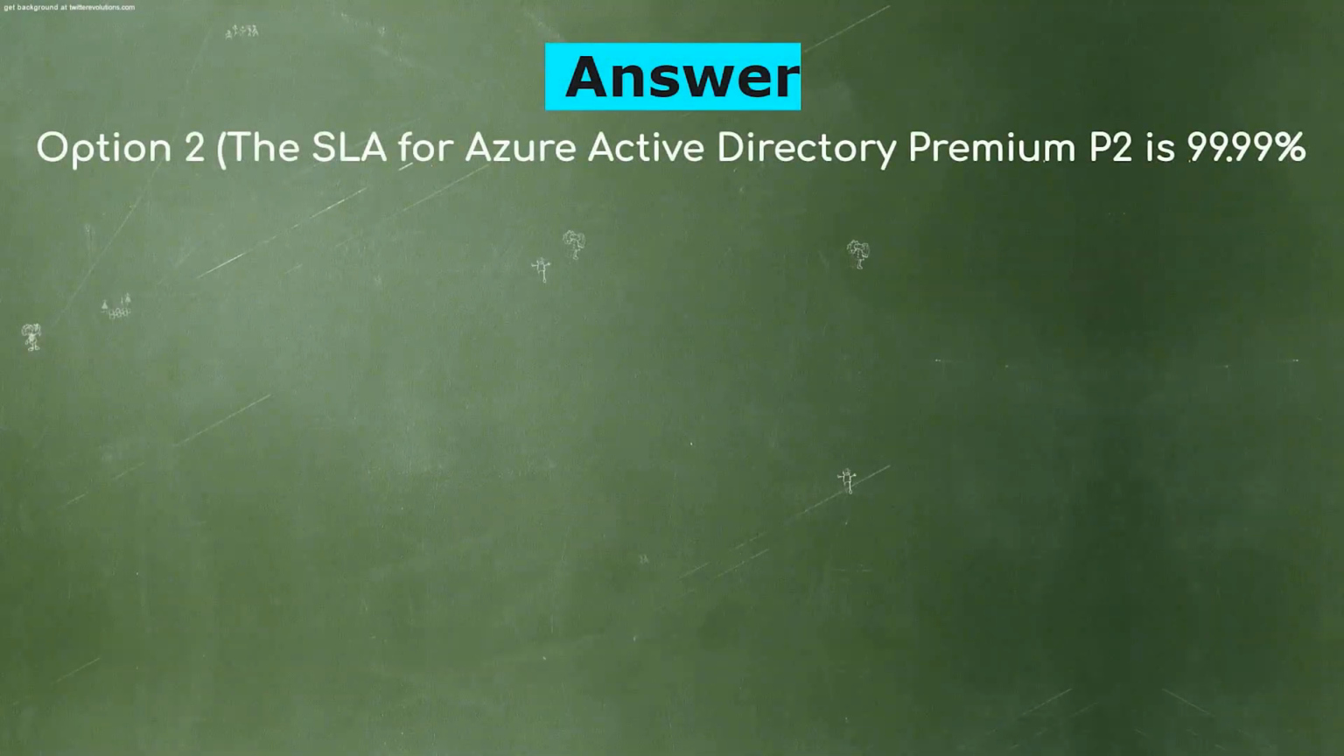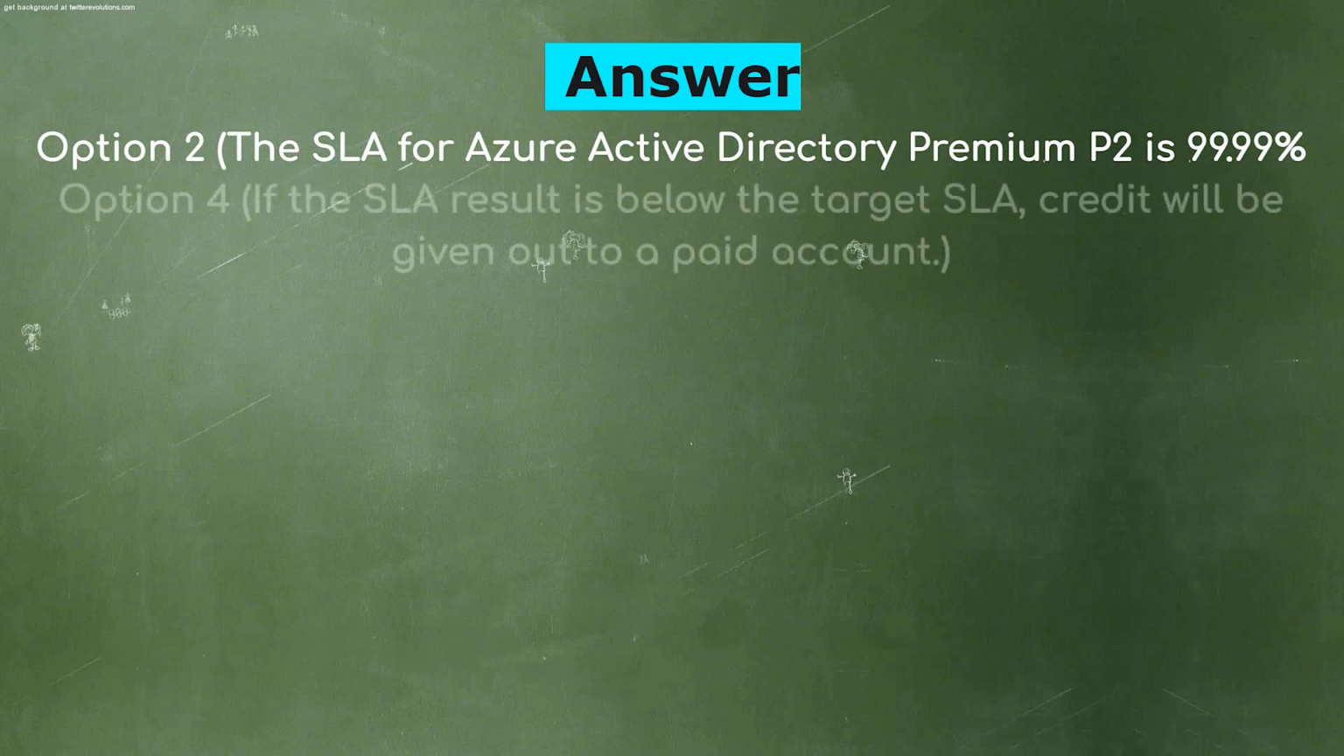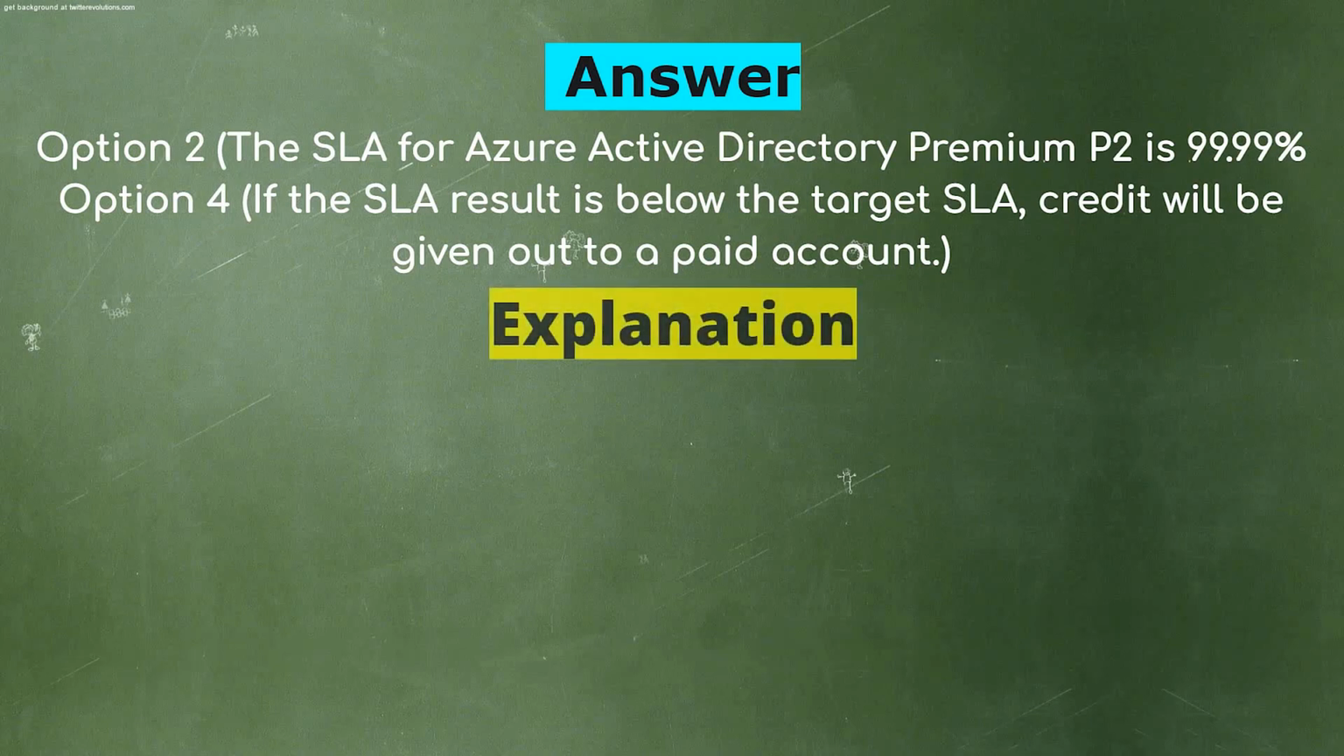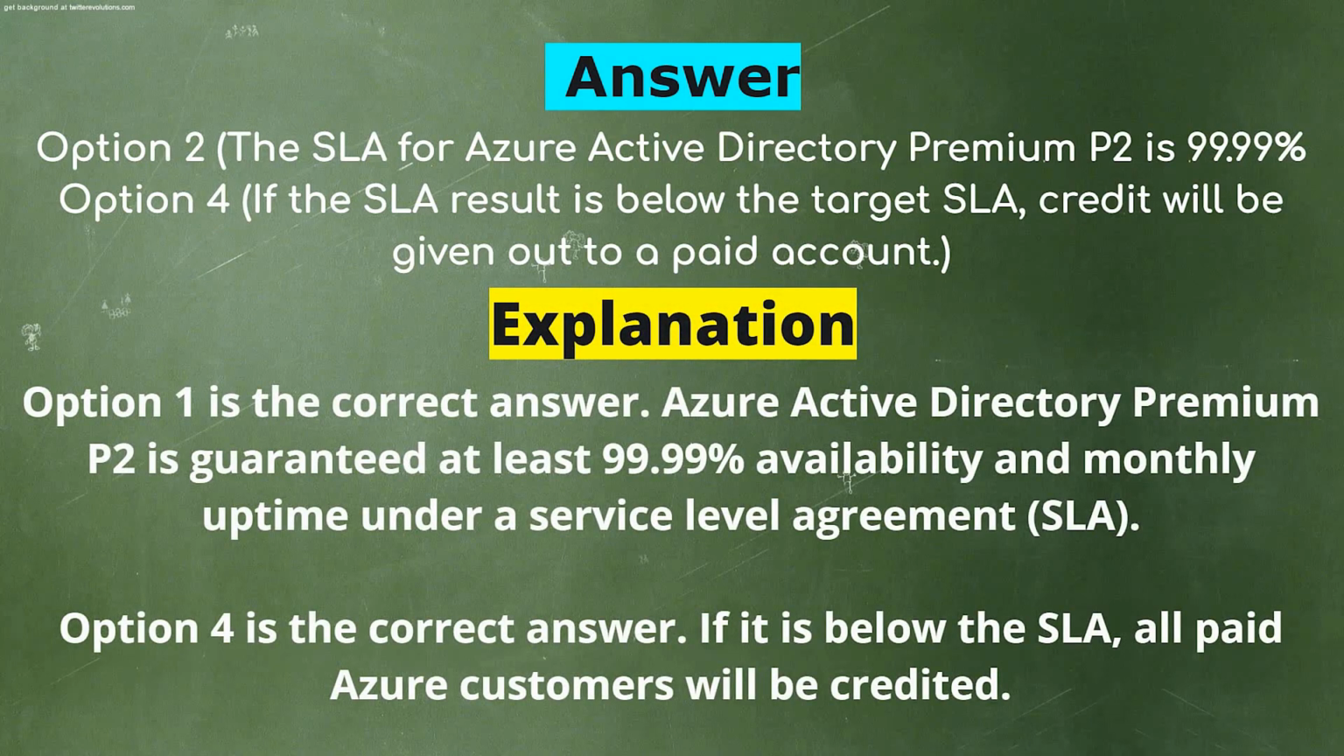And the correct answer is option 2. The SLA for Azure Active Directory Premium P2 is 99.99%. And option 4. If the SLA result is below the target SLA, credit will be given out to a paid account. Explanation. Option 2 is the correct answer. Azure Active Directory Premium P2 is guaranteed at least 99.99% availability and monthly uptime under a service level agreement. Option 4 is the correct answer. If it is below the SLA, all paid Azure customers will be credited.